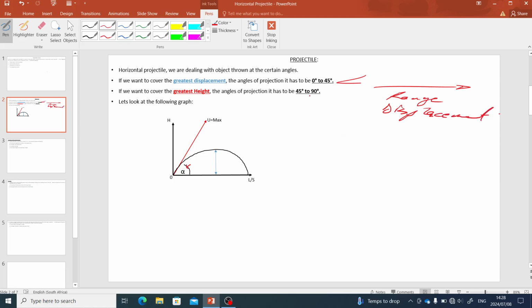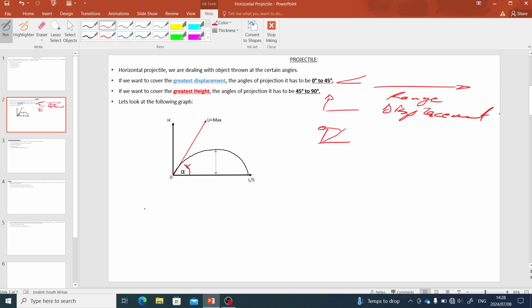Now, if we want to cover the greatest height, then the angle of projection has to be between 45 and 90 degrees. Then we will cover the greatest height. Okay. That's what we'll basically be dealing with.